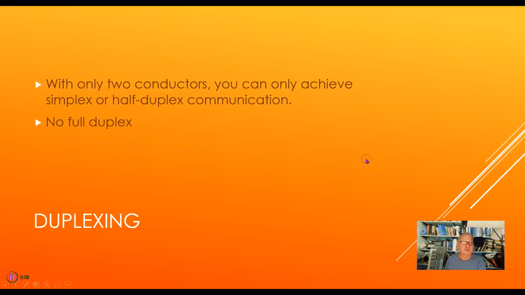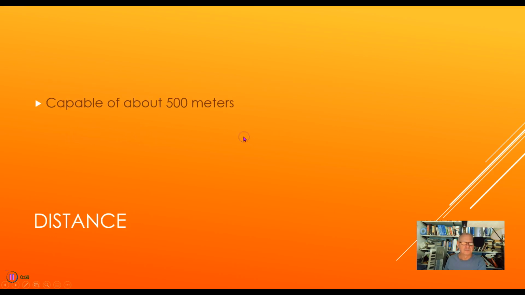So it's fairly simple construction, but you only have those two conductors. That's kind of like one pair of wires, say, on a twisted pair. So with that, you can only achieve simplex or half duplex communication. I can only send data one way at a time. Now I could send it one way and then turn everything around and send it the other way. That would be half duplex, but I cannot get full duplex, that is to say both directions at the same time, with coax cable. I can get around 500 meters, so that's pretty good.